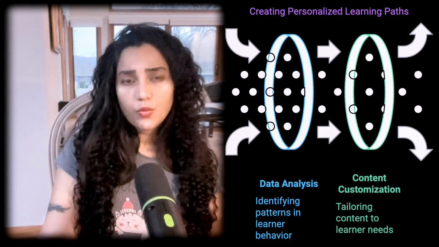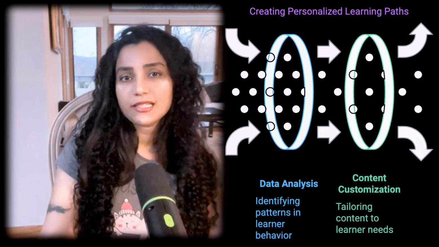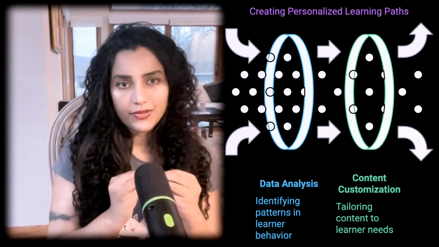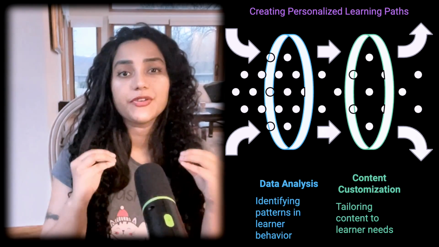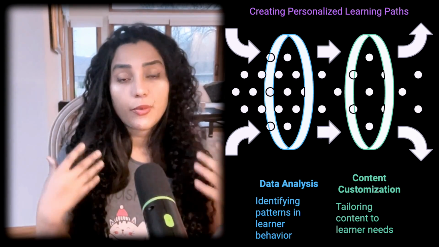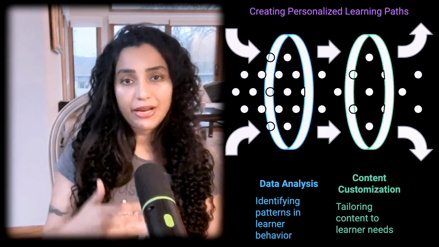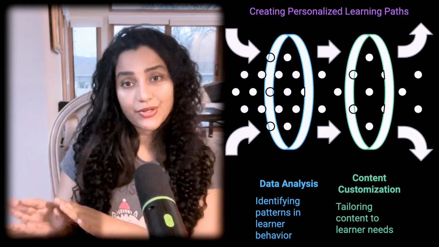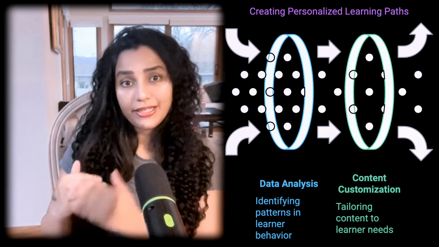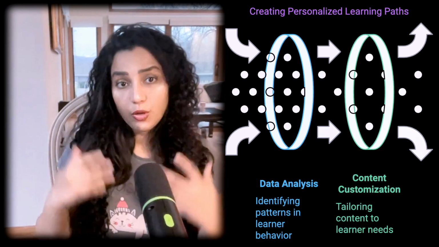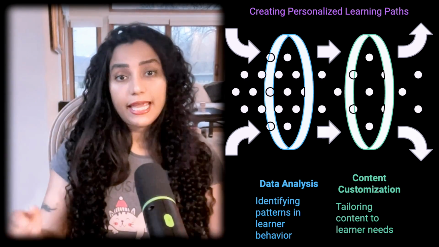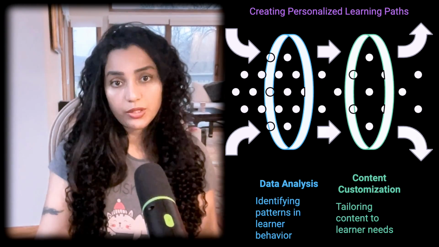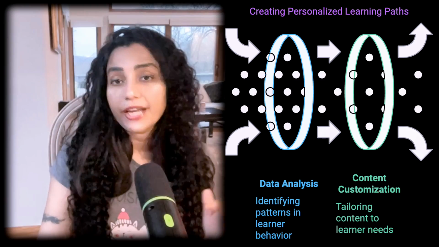So, the third step would be customization. The AI system then tailors the content to fit the learner's needs. This could mean providing extra practice in weaker areas, skipping over topics the learner has already mastered, or suggesting entirely new resources aligned with their goals. Essentially, the AI becomes a learning coach, guiding each individual down the path that's right for them.